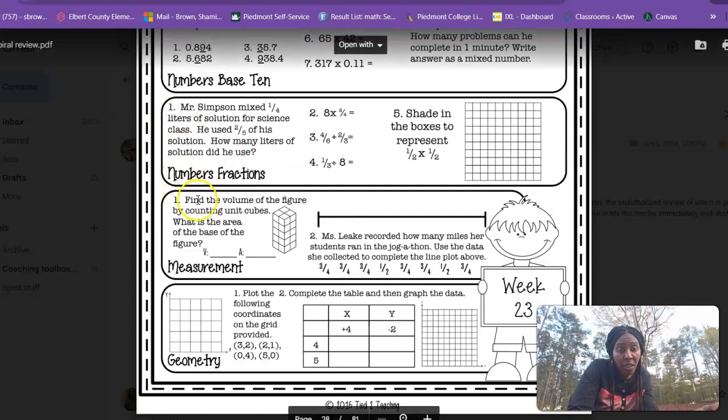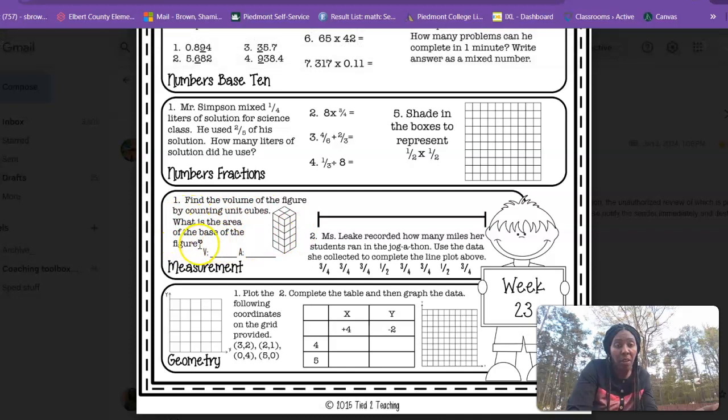For Thursday, it says find the volume of the figure by counting unit cubes. What is the area of the base of the figure? So this one is 1, 2 going across, 2 going this way, and 1, 2, 3, 4, 5 going up. So for the volume, you remember you need to do length times width times height. So you need to do this times this times this. So 2 times 2 times 5. Then for area, you need to just do length times width. So you would do 2 times 2 to get the area. Okay, and that's that one.